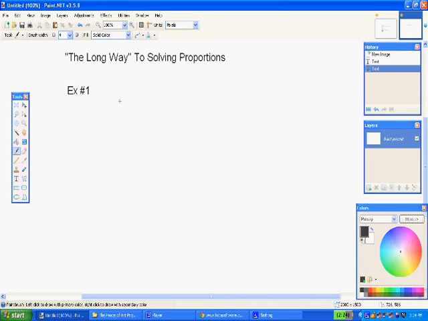We have n over 4 equals 8 over 7, and we need to solve for n. The first thing that we need to do is pick a side for n, and pick a side for the numbers. Since n is already on the left side of the equation, I'm going to keep it on that side. And we want to move all the numbers that are on the same side as n over to the side with the numbers.